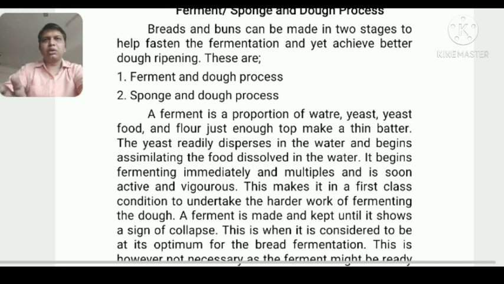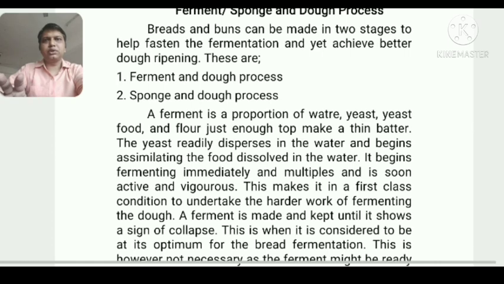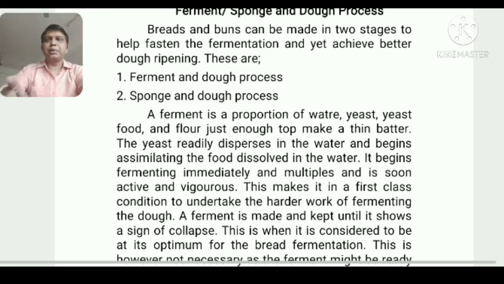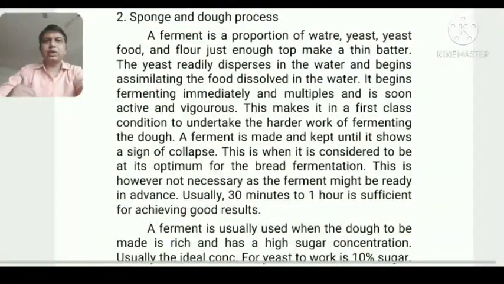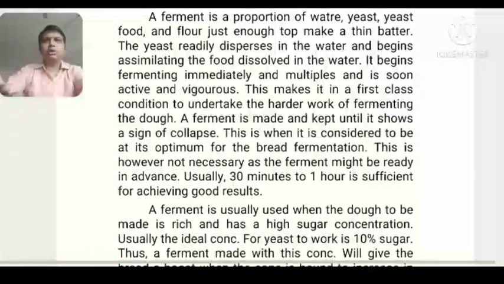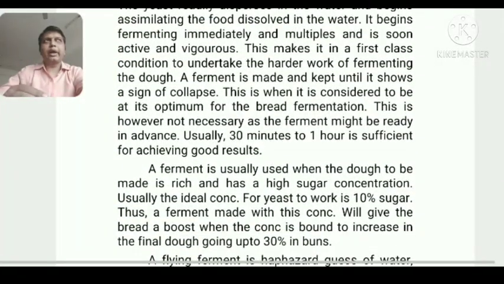The yeast gets the maximum multiplication and produces the full CO2 that they want, and this particular batter is then mixed with the final dough which we need, and we knead it properly. What happens is that this fermented batter, when mixed with the final dough, gives fast ripening of the structure of gluten, and that leads to making the dough easier and quicker.